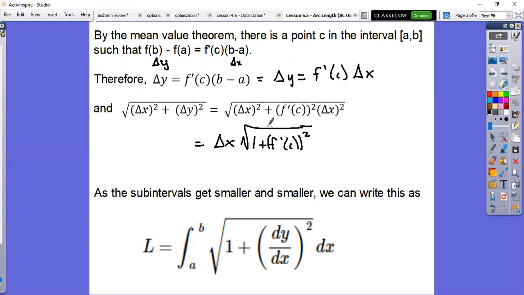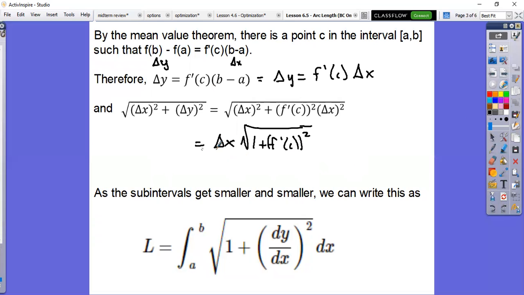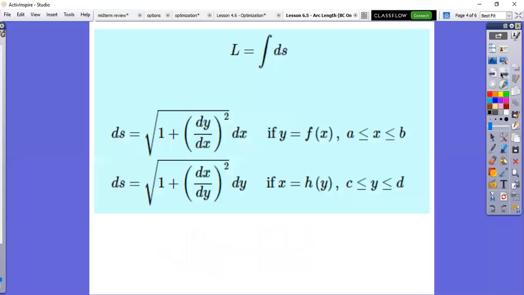As these intervals get smaller and smaller, remember my goal is to add up an infinite number of these. I'm going to approach an infinite number of little lines. This delta x becomes my dx, and then this would just be the integral from a to b of the square root of 1 plus dy over dx, whatever the derivative is, squared. So this is how we find arc length.